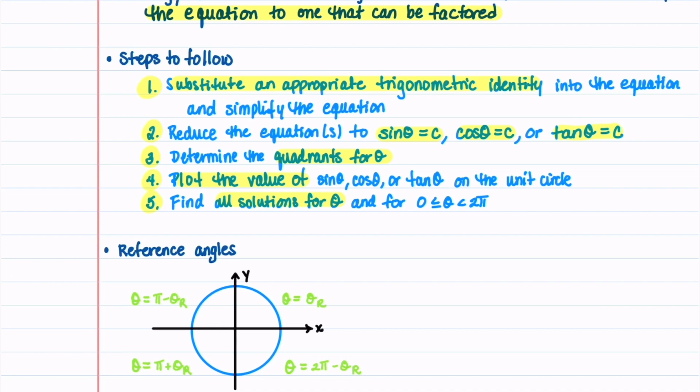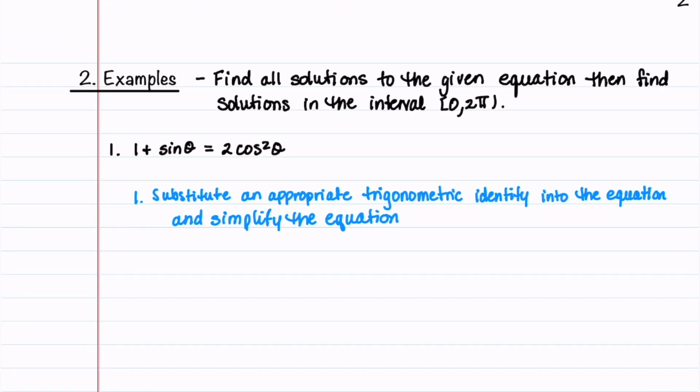We'll use reference angles to find theta. If theta is in the first quadrant, it's already equal to the reference angle. If theta is in the second quadrant, it's going to be pi minus our reference angle. In the third quadrant, it will be pi plus our reference angle. And in the fourth quadrant, it's going to be 2 pi minus our reference angle. In all 4 of the examples that we're going to do, we'll find all solutions to the given equation, and then we'll find solutions in the interval from 0 up to 2 pi.